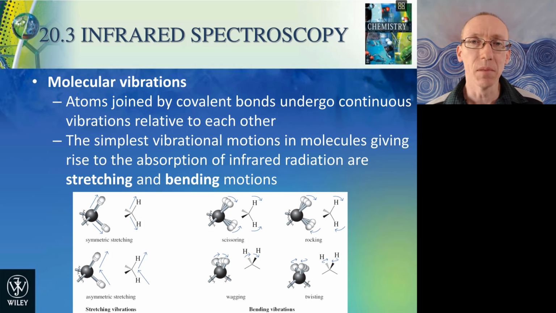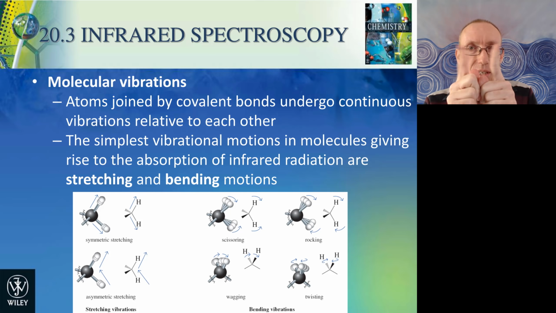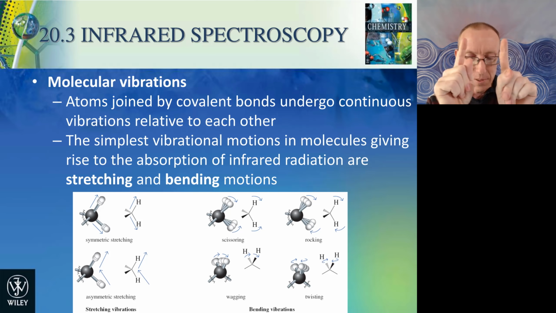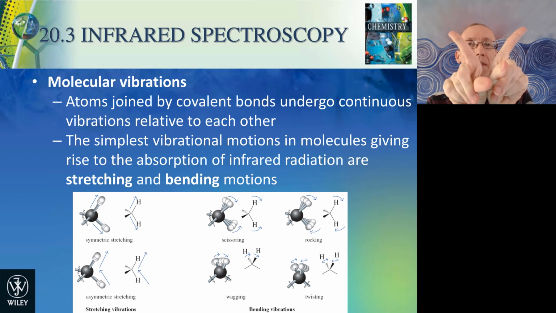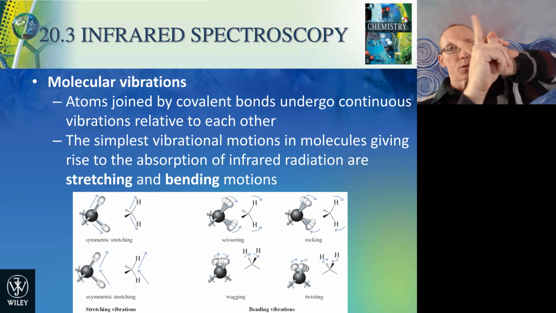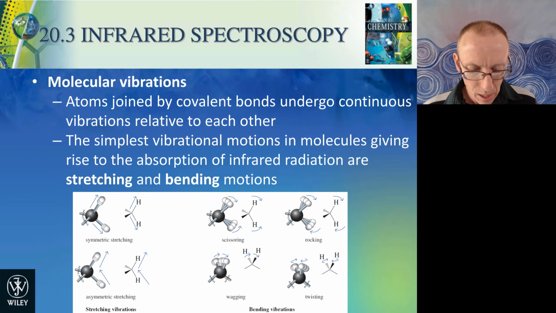So what do we mean by molecular vibrations? Well, the atoms in the molecules are joined covalently to each other, and they can vibrate. So the bonds can stretch like this, or there can be bonds that bend so the atoms move relative to each other. The simplest vibrational motions are those stretches, two atoms going closer and further away from each other, and the bending motions where the angle between those atoms is changing. So stretching vibrations look like this.